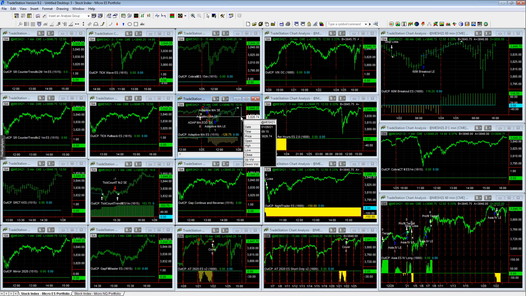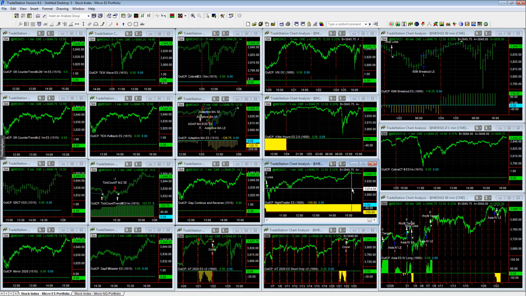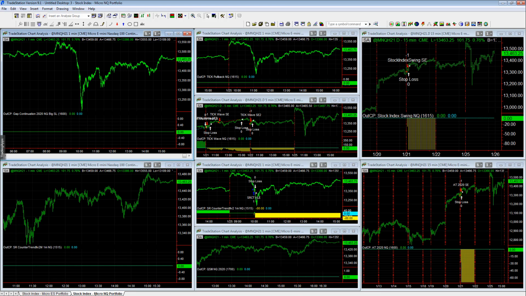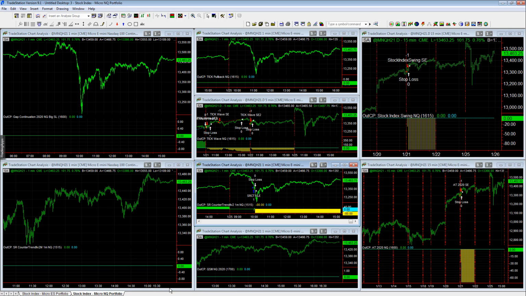Adaptive moving average, minus 128.75 on the per micro. Night trader down, minus 150. 60-minute breakout hit its profit target, plus 116.25 on the day. And we see the NQ set up. It only had one trade.